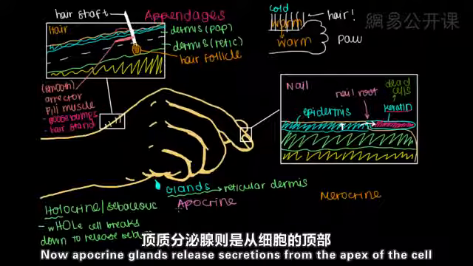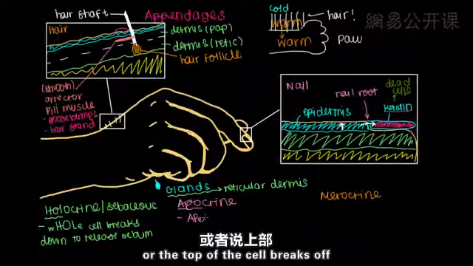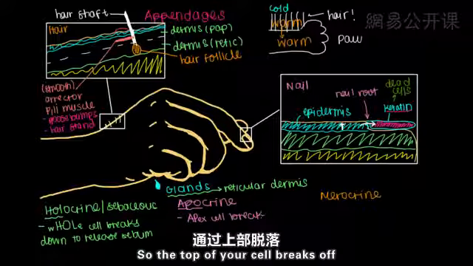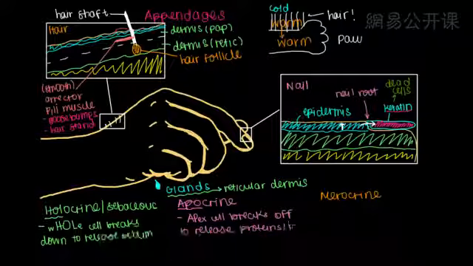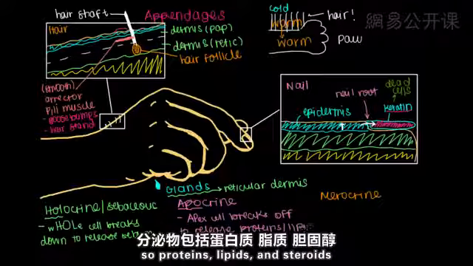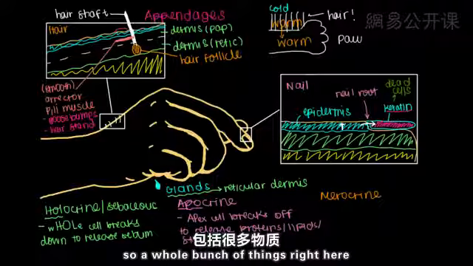Now apocrine glands release secretions from the apex of the cell, or the top of the cell breaks off. So the top of your cell breaks off to release a mixture of proteins, lipids, and steroids. So a whole bunch of things right here.